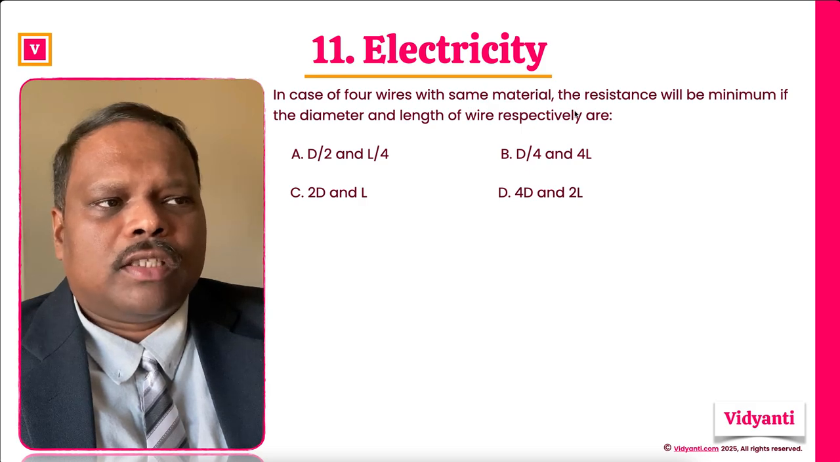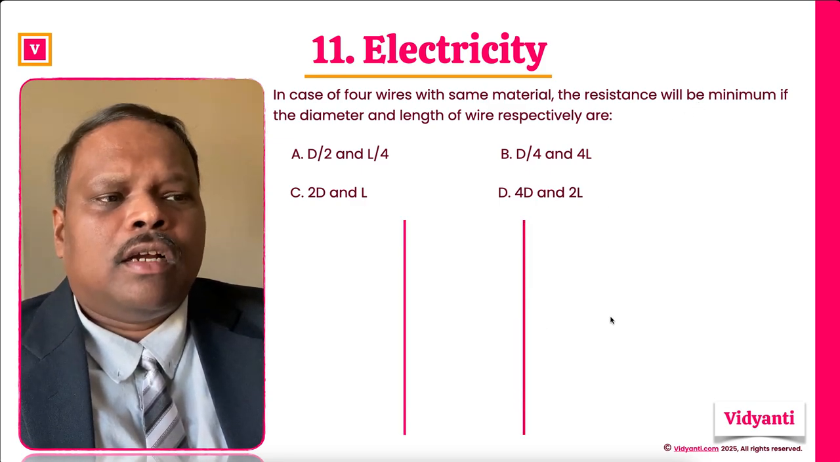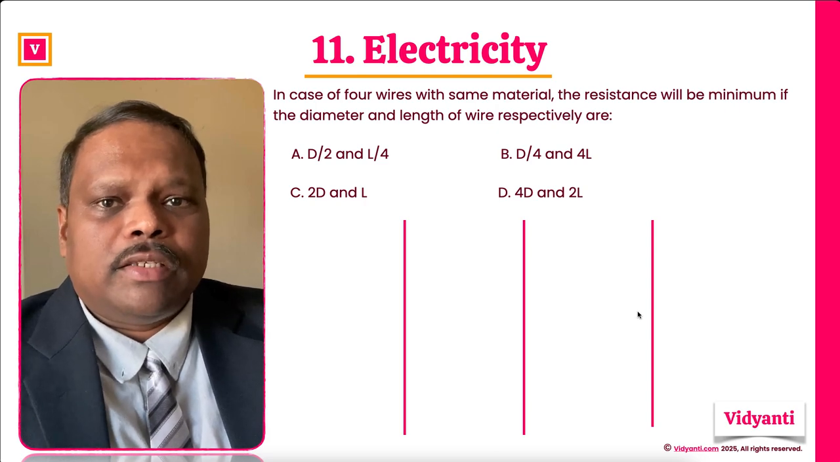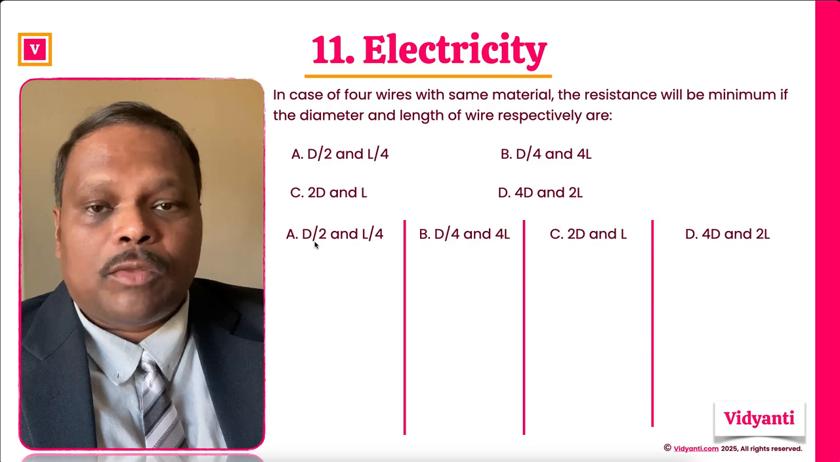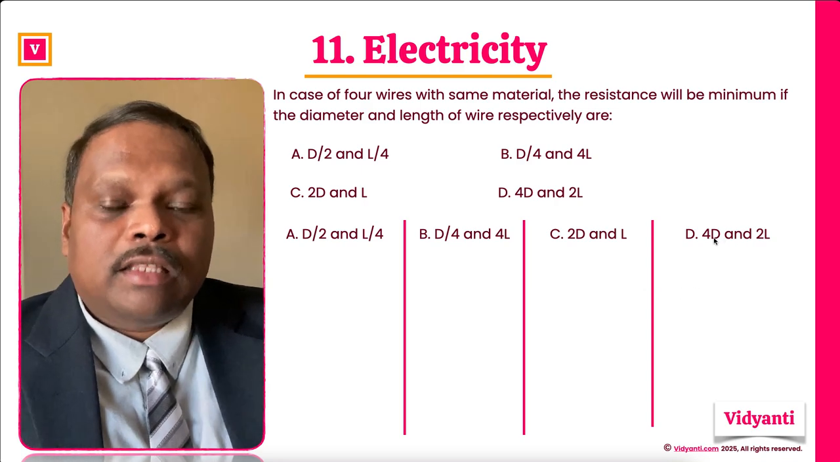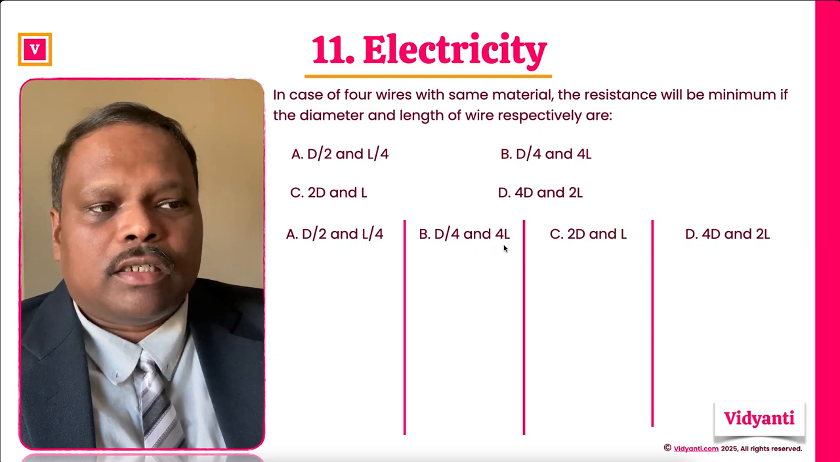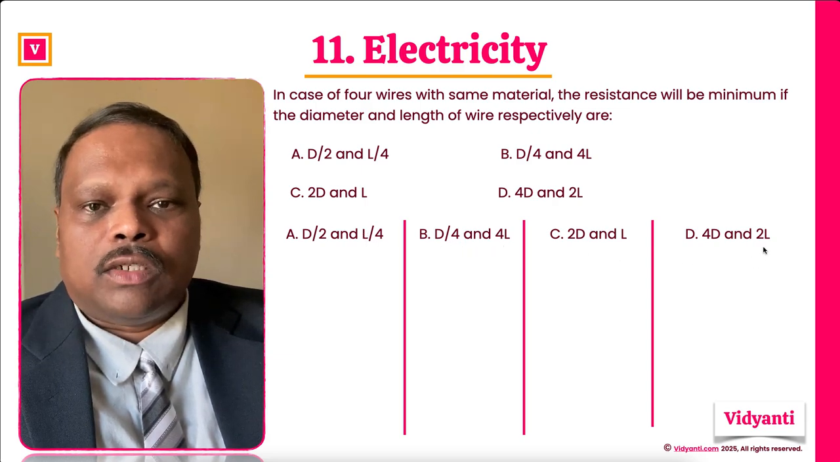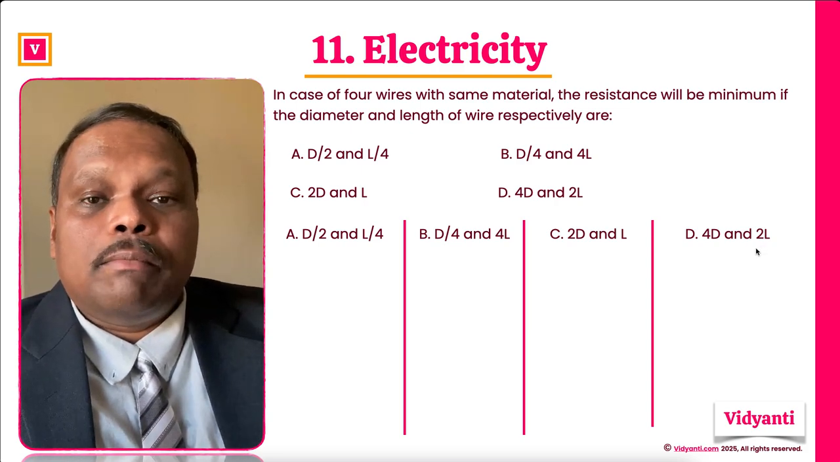In the case of 4 wires of the same material, we have been given 4 situations, and they have asked in which scenario the resistance will be minimum. Let's see the 4 scenarios, parts A, B, C, D. The first quantity is the diameter, which is variable. In the first case it is d by 2, the second case is d by 4, the third case is 2d, and the fourth case is 4d. The length is also different in all 4 scenarios: in the first case it is L by 4, second is 4L, third is L, and the last one is 2L. The question is, which of these 4 combinations is going to give you the minimum resistance?